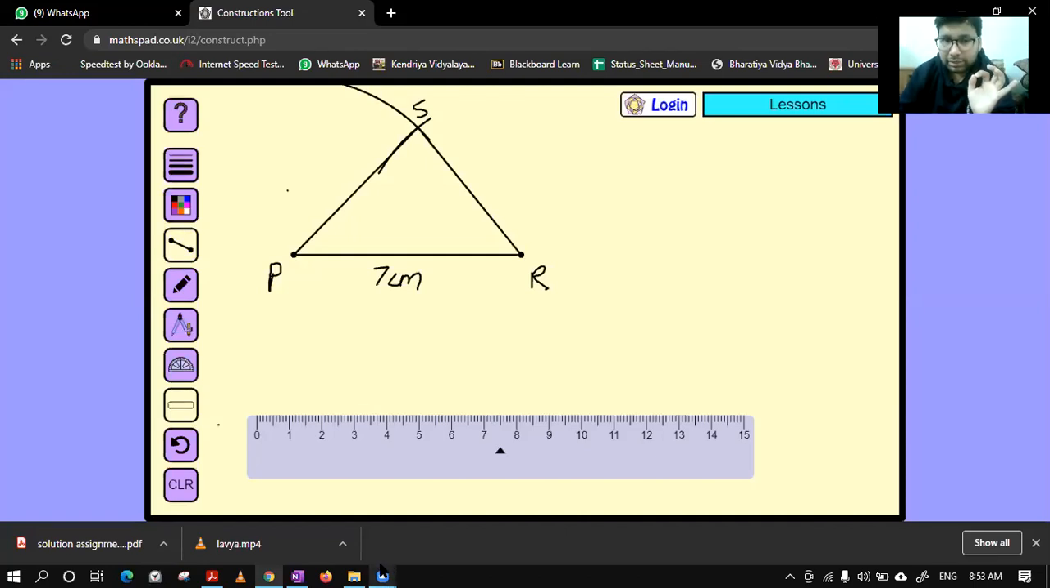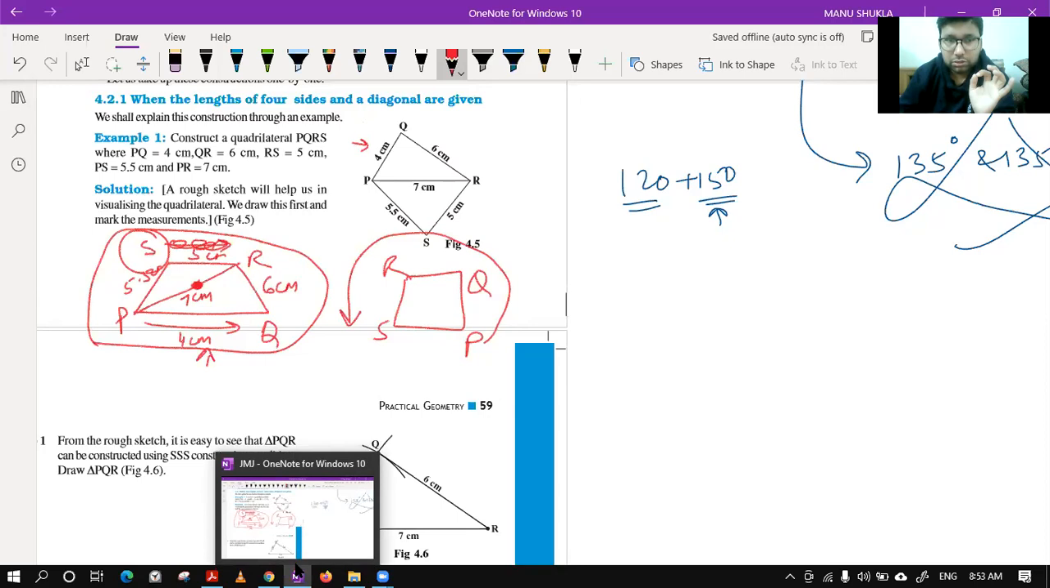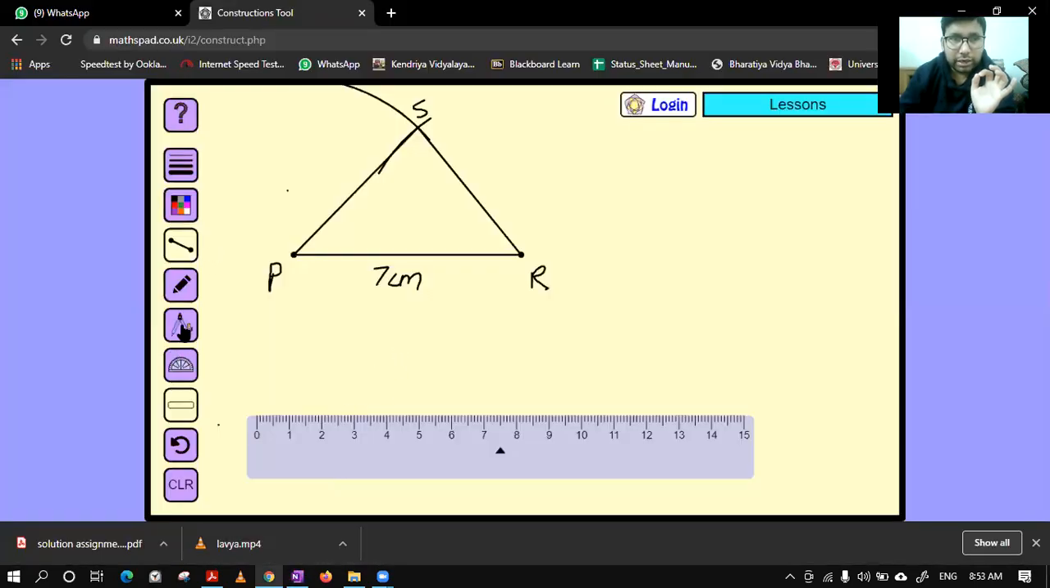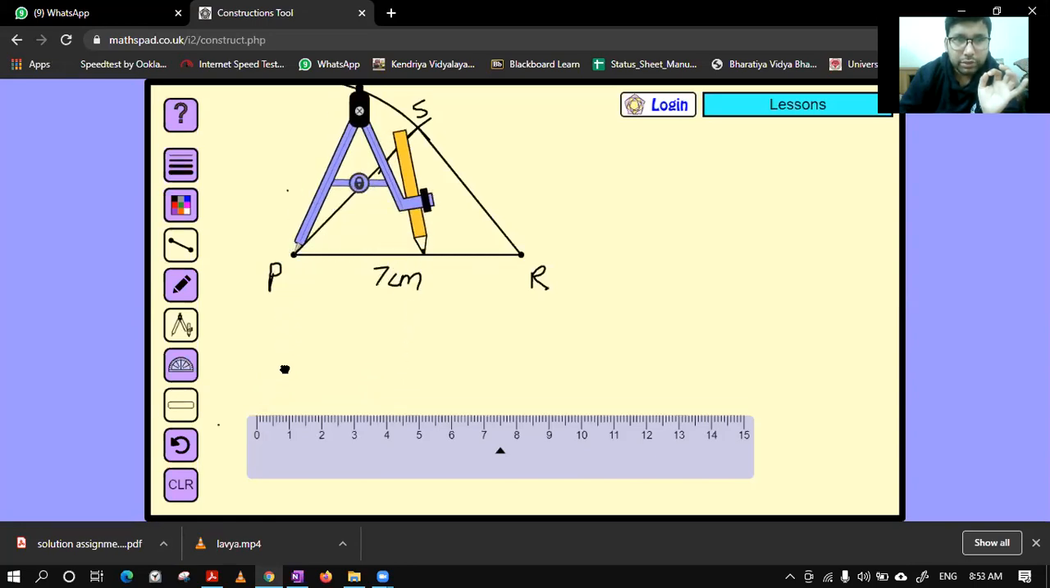Now remaining is the lower portion. For the lower portion, we have PQ equal to 4 and RQ equal to 6. So let's draw PQ first, 4 centimeter. Again, take compass and draw 4 centimeter by keeping on 0. Now it is fine. I think it's a little bit of an issue. Okay, it is done. Lock it and take the arc from P.